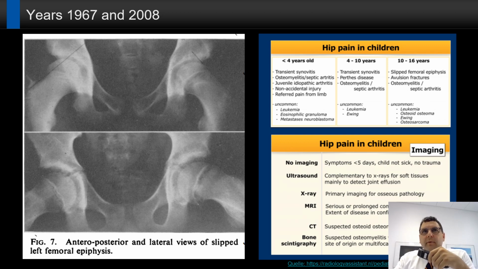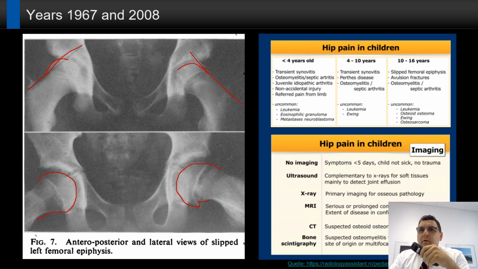Once more, I'm coming back to the publication from 1967. Here you can see an anterior, posterior and lateral view of a slipped left femoral epiphysis. Well, how can you detect it? First of all, you draw a line, and then you can see that a normal epiphysis looks like this, whereas on this side you have an epiphysis which looks like this. On the other planes you can see that there is a step, whereas in this case it's basically a continuous line. So this is quite subtle, but that's what you see.